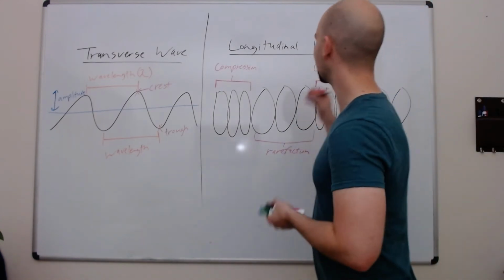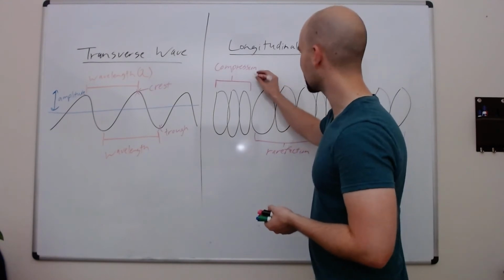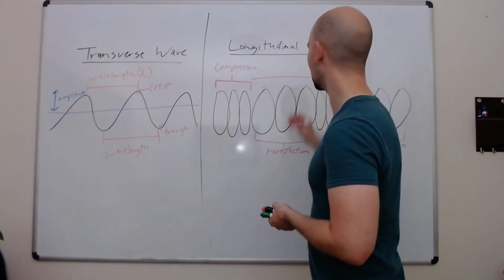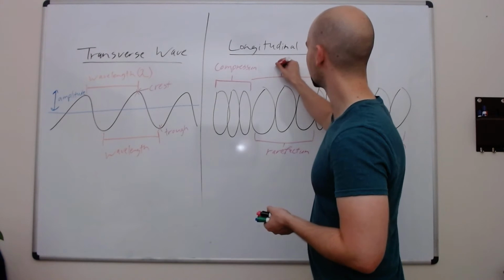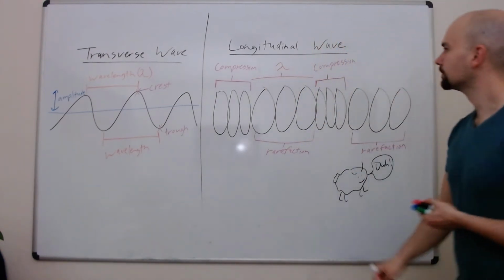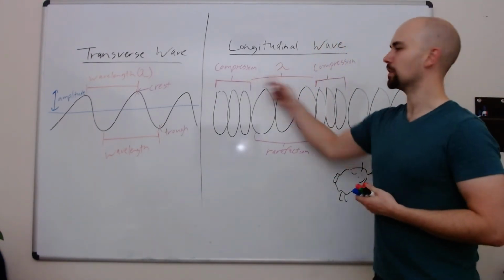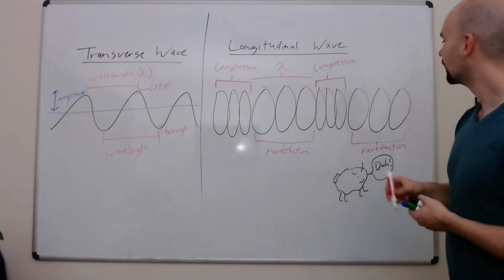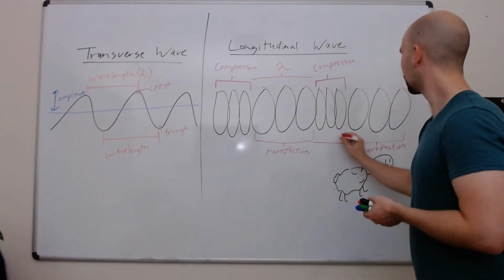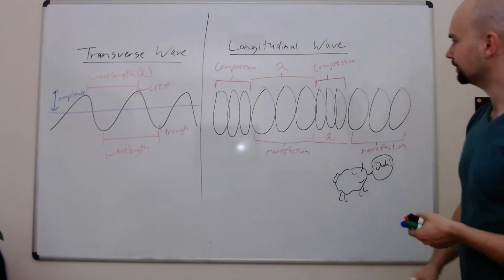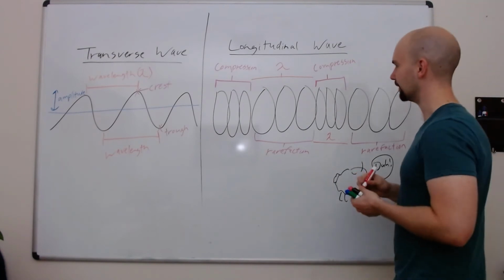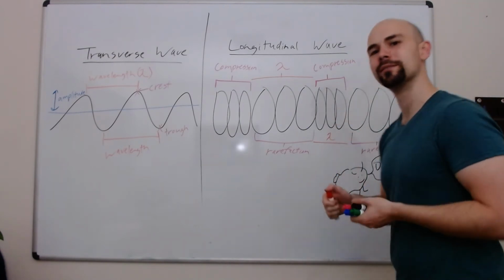So a wavelength on a longitudinal wave, and this is certainly not drawn accurately on the board, I'm just going to do the lambda. It's from compression to compression, or rarefaction to rarefaction. That's going to be wavelength on the longitudinal wave, either compression to compression or rarefaction to rarefaction.